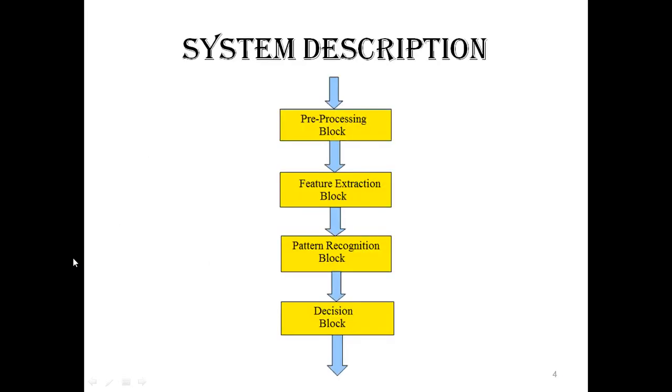The system description is as follows. We have a pre-processing block followed by the feature extraction. In the pre-processing, we will implement voice activity detection, and in feature extraction, we obtain Mel frequency cepstral coefficients. The pattern recognition block builds Gaussian mixture models using these features, and the decision block is used to decide who is the speaker being put under test.